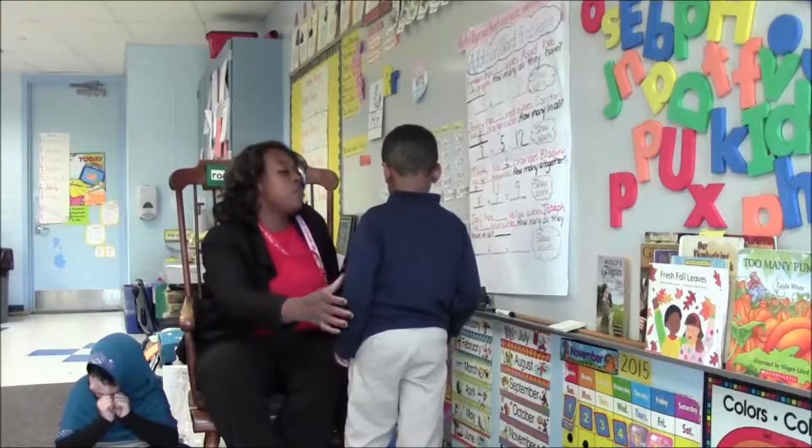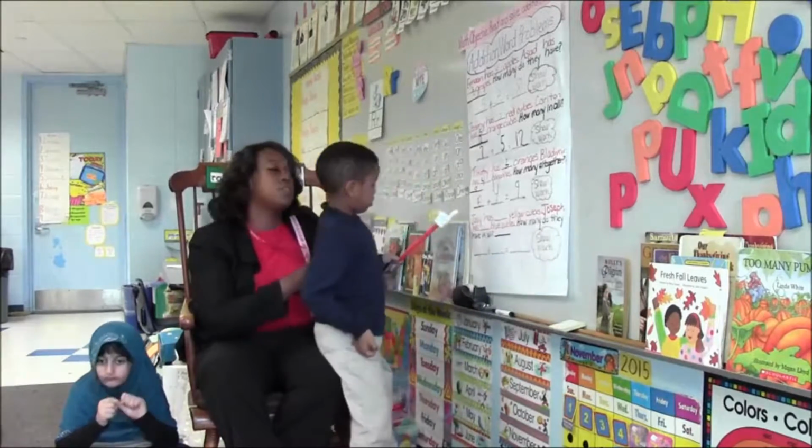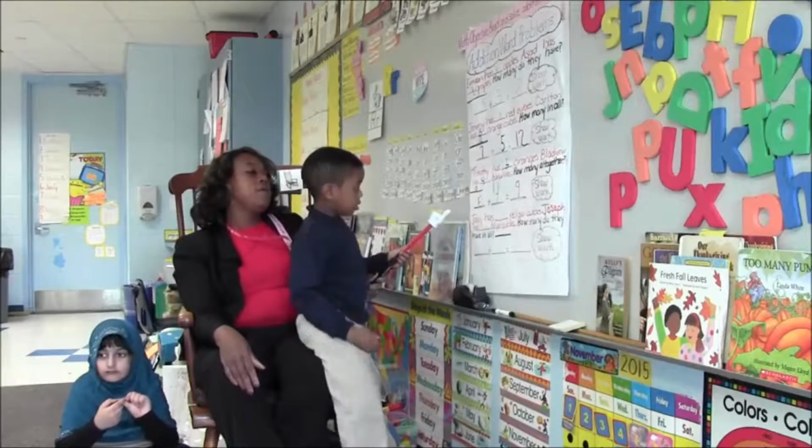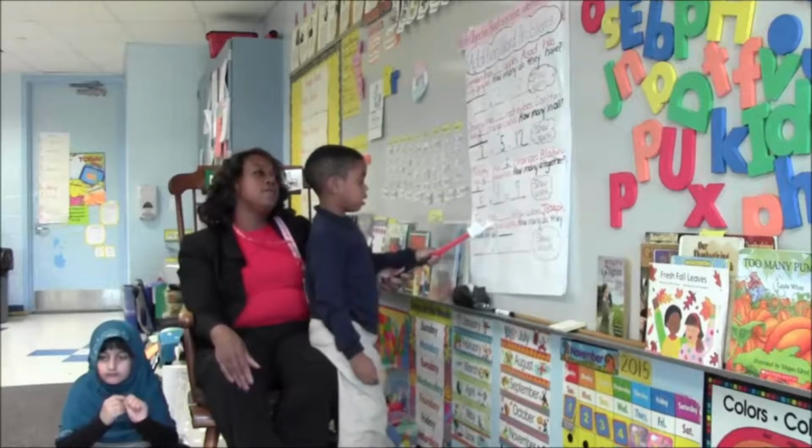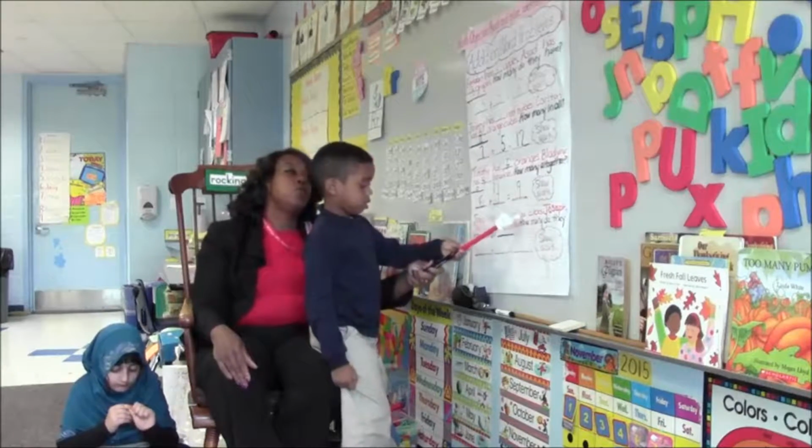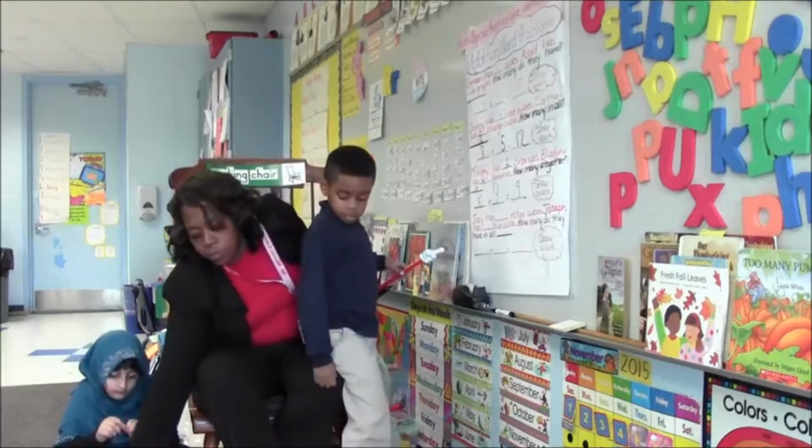Ready, Josiah? You're going to use the pointer and you're going to read the sentence with Josiah. Ready, everybody? It says Josiah has blank yellow cubes. So Josiah, find a bag of yellow cubes on the rug.